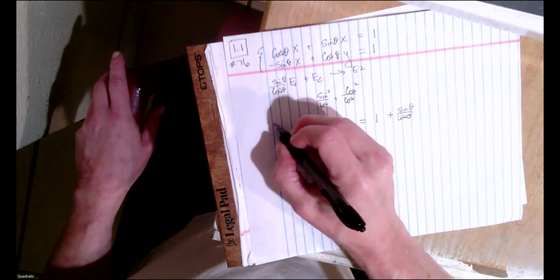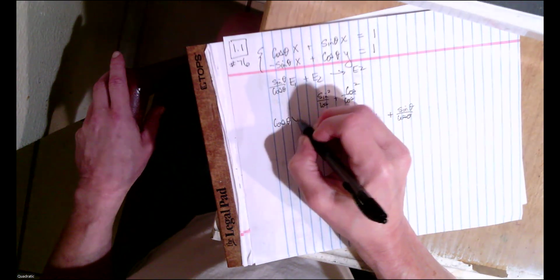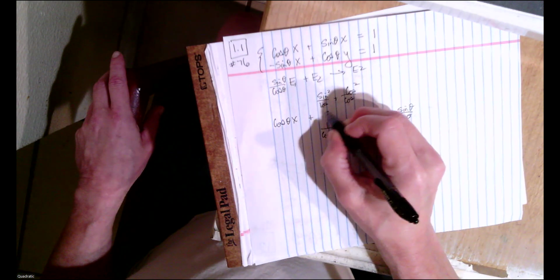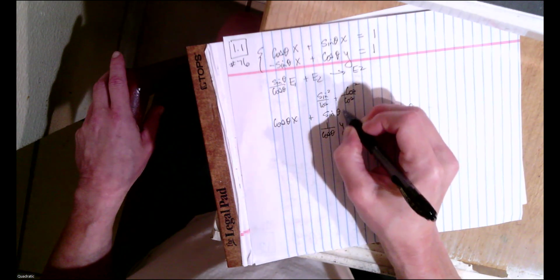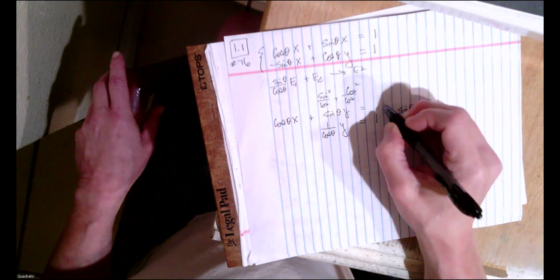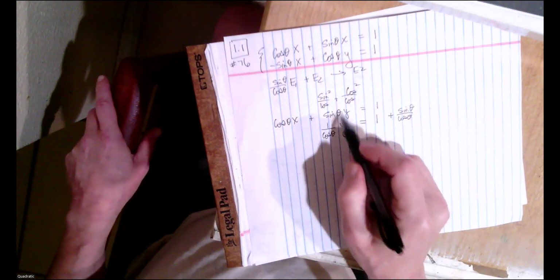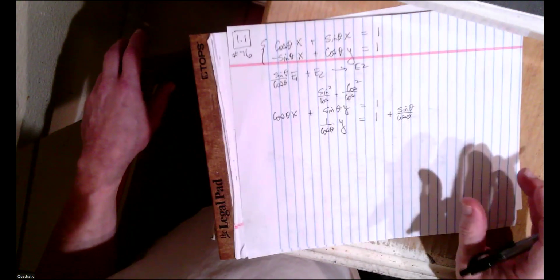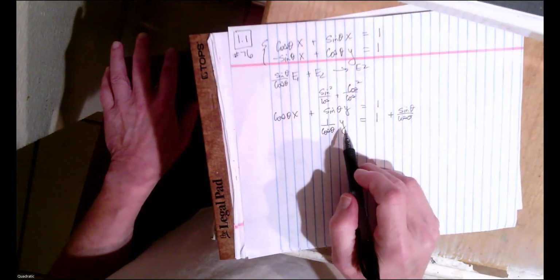Equation one is unscathed and a bit more. So cosine theta x plus sine theta y equals 1. And again, it's sine theta times y. I really should put parentheses around the sine theta, but I didn't. Anyways, let's do this thing.